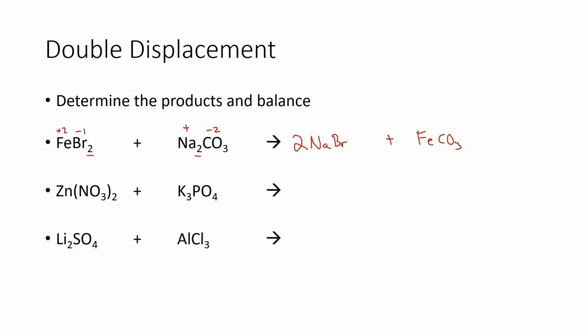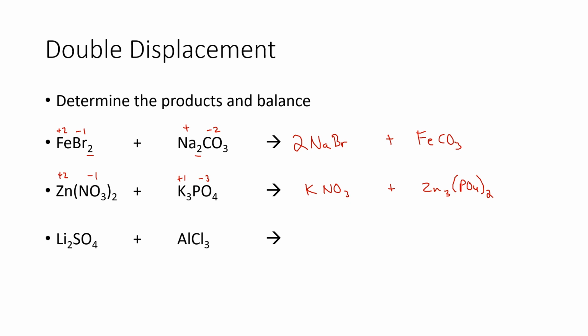Now the next step, we got zinc, which has a +2 charge, nitrate, which has a -1, potassium, which is +1, phosphate, which is -3. So the potassium and the nitrate going together, that's no problem. They're 1 and 1. And then this zinc and the phosphate, that's a little more complicated. The zinc's going to get the 3, and the phosphate is going to get the 2.